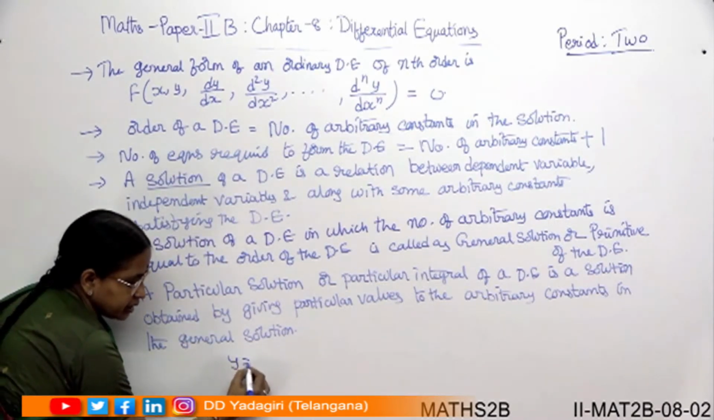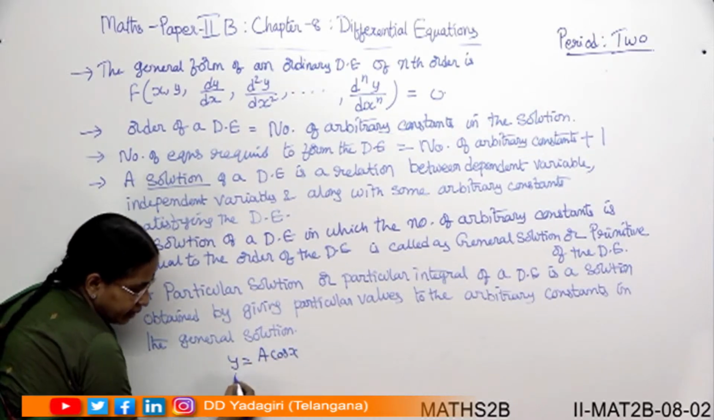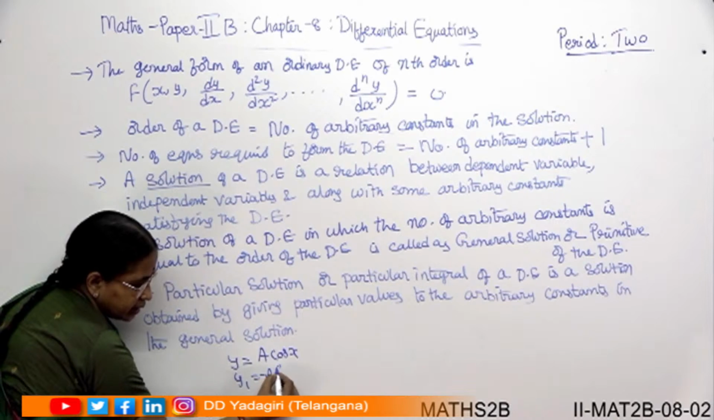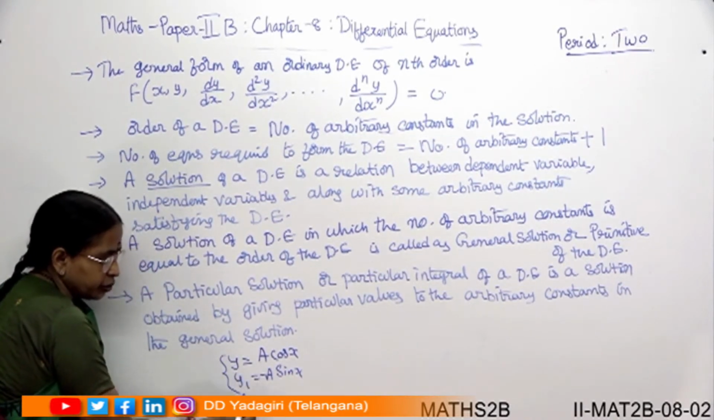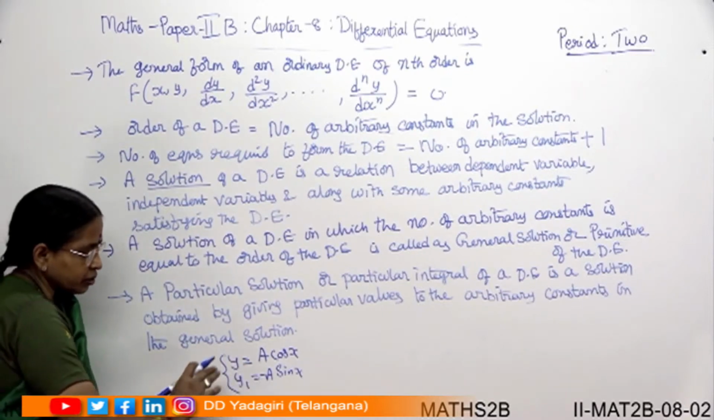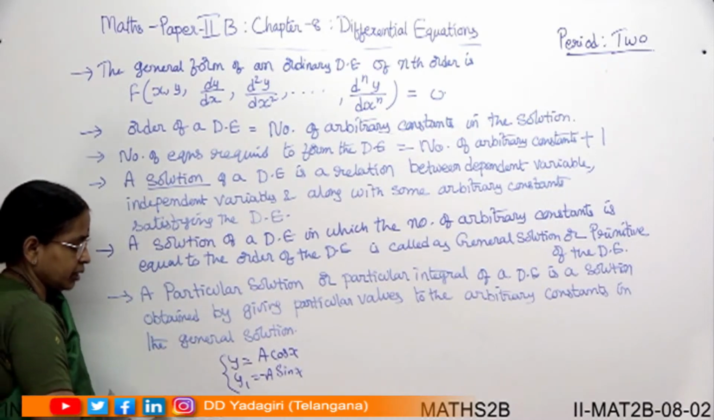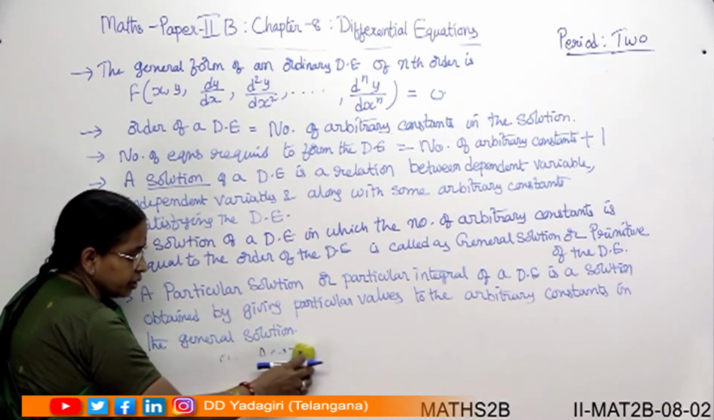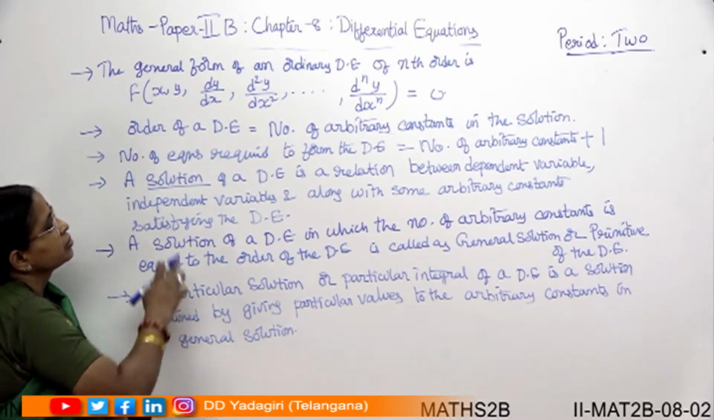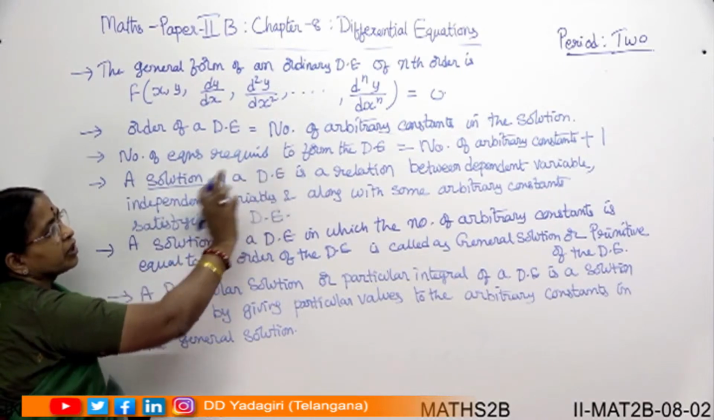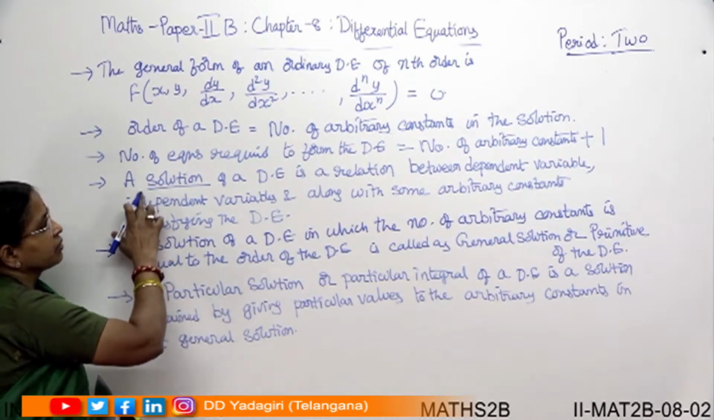So you are given y is equal to some a cos x. So you are finding y1. y1 is equal to minus a sin x. So you have only one arbitrary constant and you need 2 equations to eliminate. If you have 2 arbitrary constants, you need 3 equations to eliminate the arbitrary constants. So you need 1 equation extra. So the number of equations required to form the differential equation is the number of arbitrary constants plus 1 extra equation.